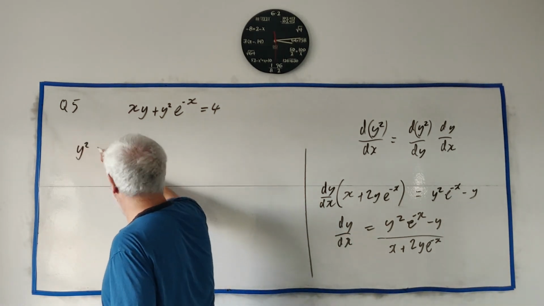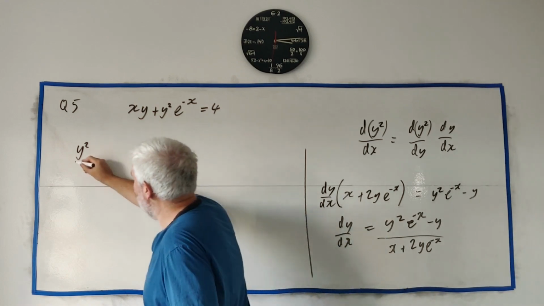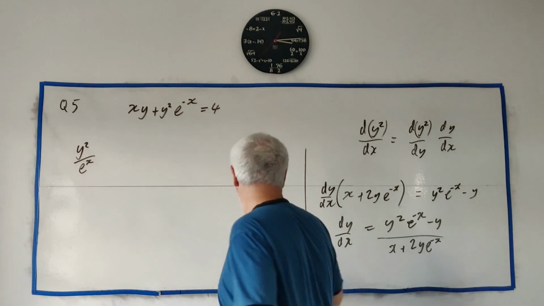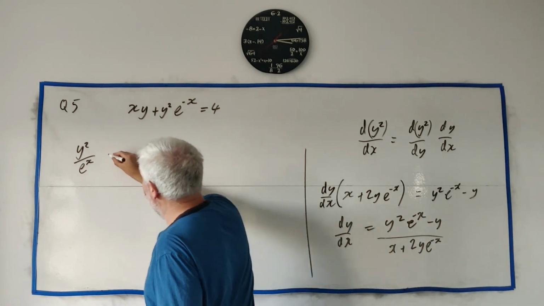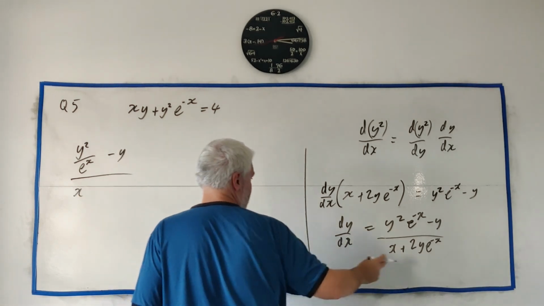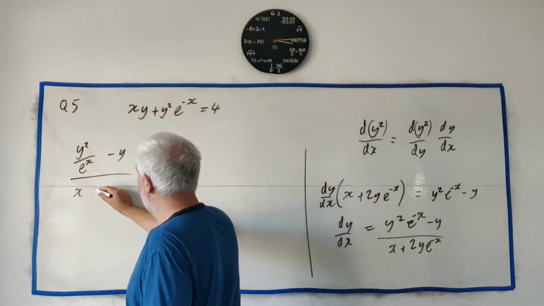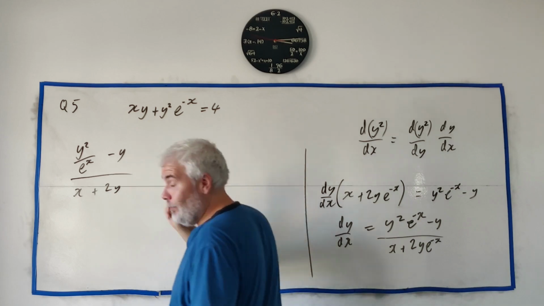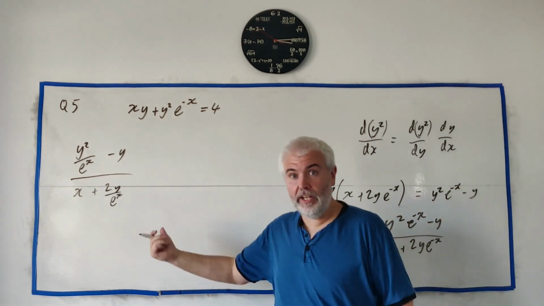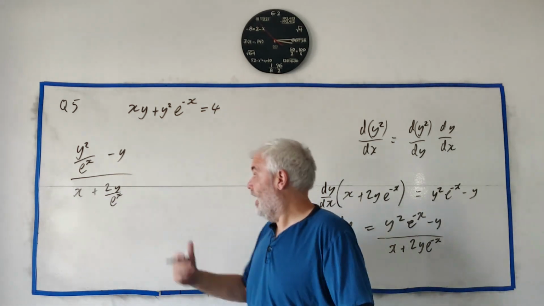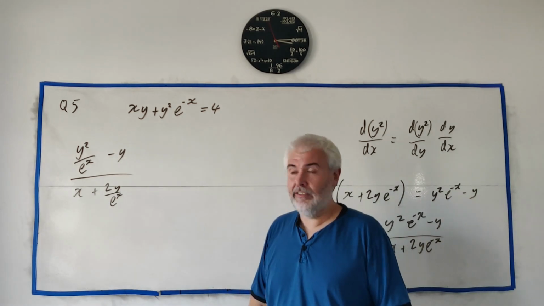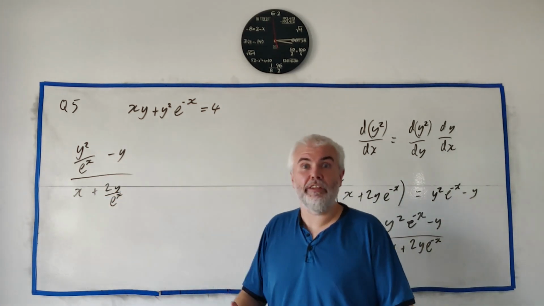But instead of e to the minus x, I'm going to write that as divided by e to the x, because that's what that minus does. So this minus y, there's nothing special about that. Divided by x, there's nothing special. But this 2y gets multiplied by e to the minus x. So that's the same as divided by e to the x. I could rewrite this here as that. The problem is, we don't like dividing by things, so let's get rid of it.